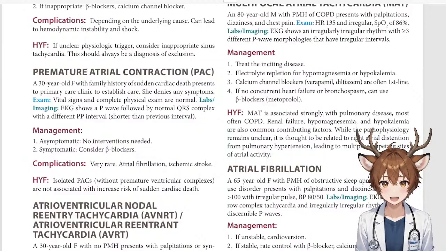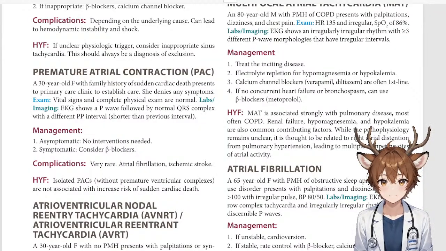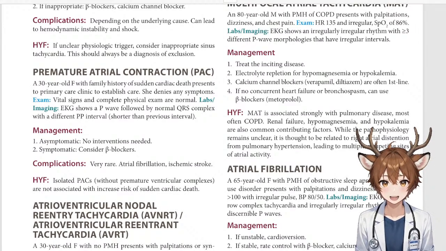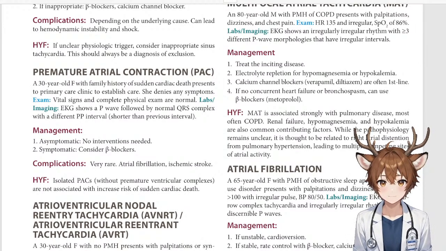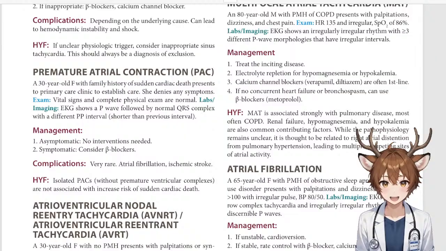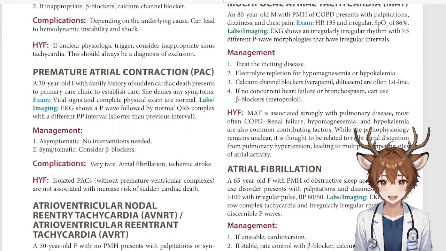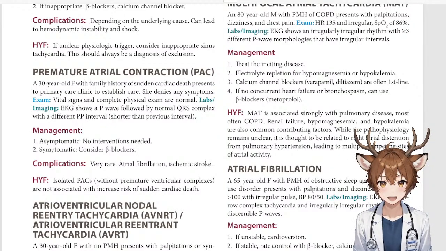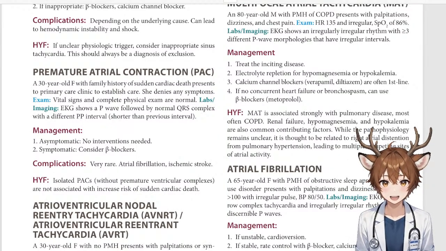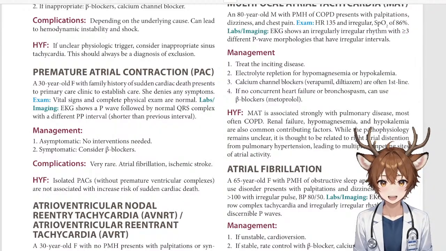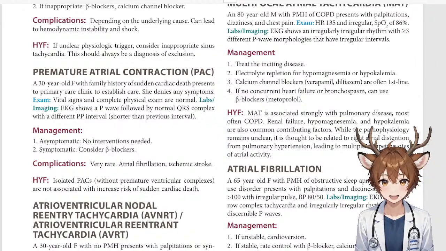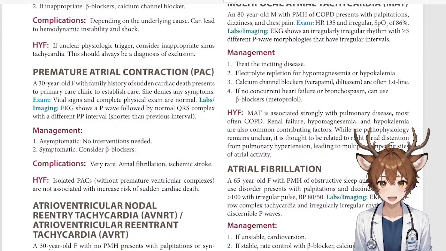What about premature atrial contraction, or PAC? A 30-year-old female with a history of sudden cardiac death in the family presents to primary care clinic to establish care. She denies any symptoms. Vital signs and complete physical exam are normal. Labs and imaging, EKG shows a P wave followed by a normal QRS complex with a PP interval shorter than the previous interval. How do you manage it? Premature atrial contraction. If it's asymptomatic, no intervention is needed. However, if it's symptomatic, consider a beta blocker.